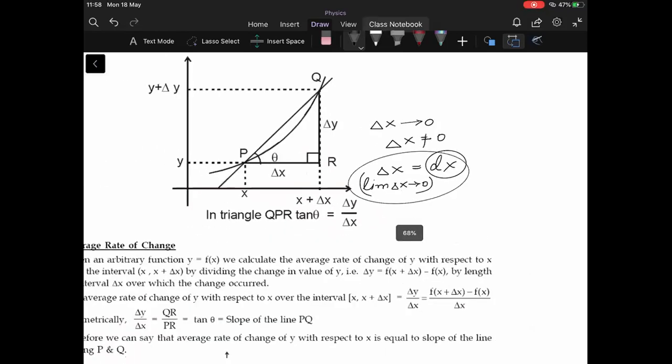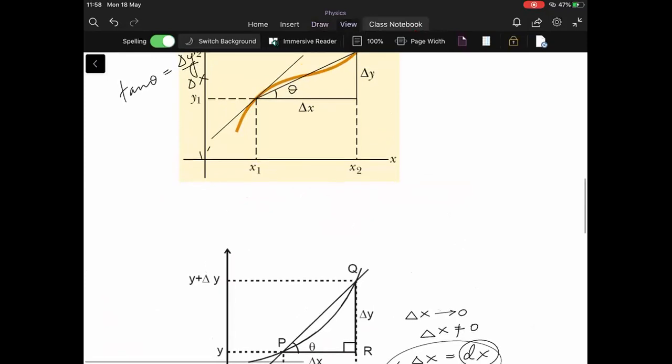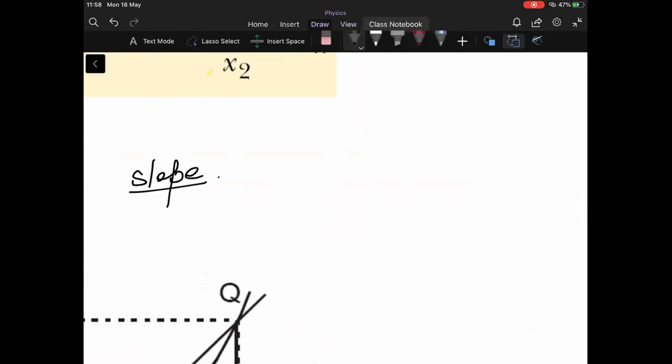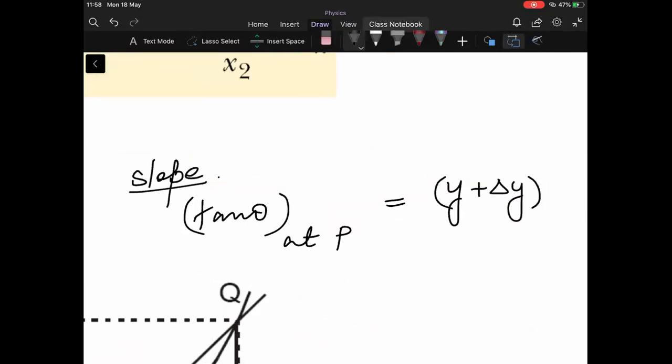Now in this case, if you want to find the slope, and you want to find the slope which is instantaneous, that means slope tan theta exactly at point P, then you will find the slope which is given by the value of y plus delta y minus y upon x plus delta x minus x.